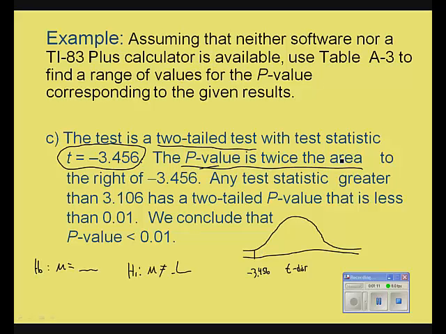So the p-value was twice the area to the right of that. Now that's a typo. Should be to the left of that, yeah. Right? It's going to be this area plus this area. I still am a firm believer that drawing these pictures can help you in terms of understanding how do I compute the p-value. Well, it's the area here and there. So this is 3.456. Right?